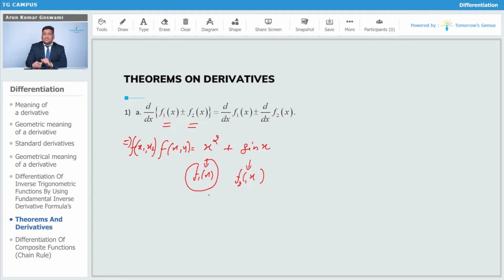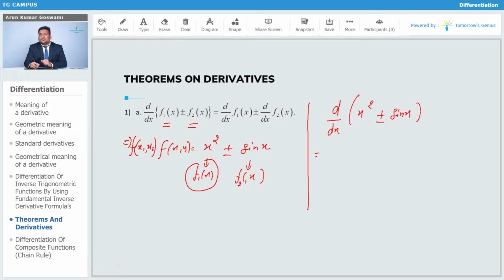If I have to differentiate these two functions, I'll say d by dx of x square plus sine x. I have to differentiate this. What I can do is do this separately. I can segregate them. For the same function itself, I'll take plus and minus because I'm explaining both theorems in the same way. It can be plus minus, doesn't matter.